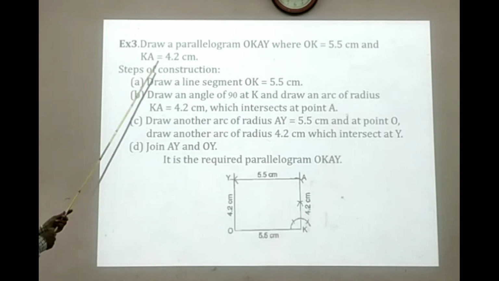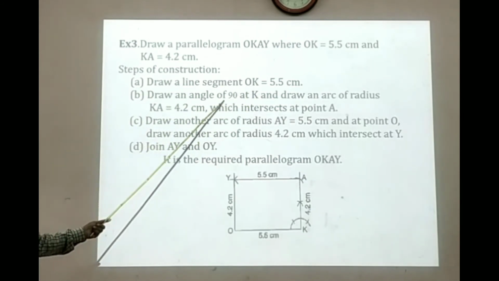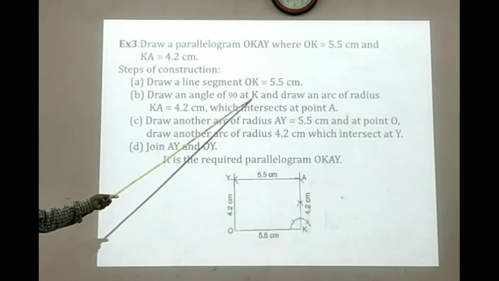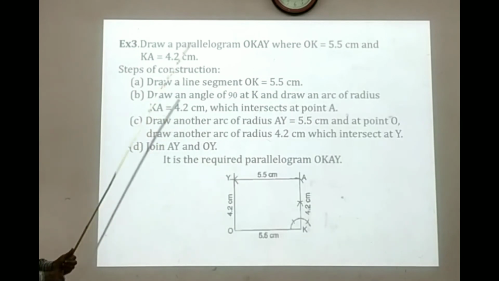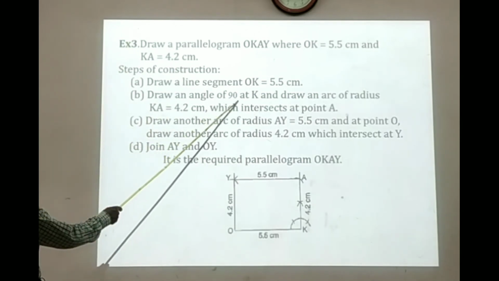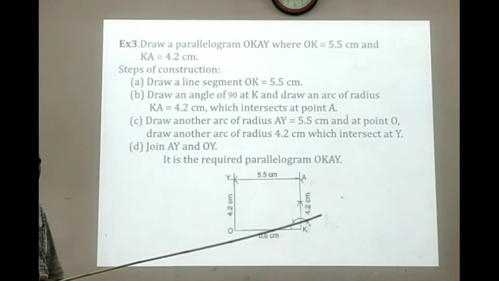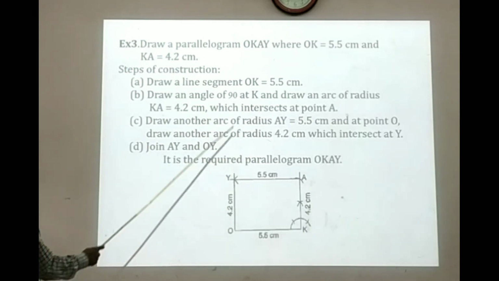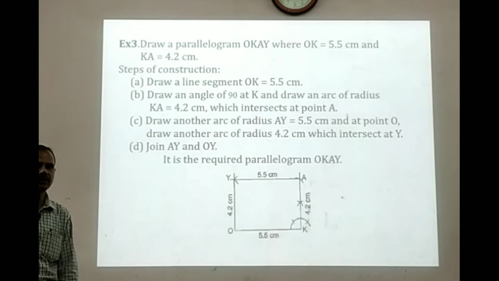Okay. Then draw a line segment OK equal to 5.5 centimeter. Draw an angle of 90 degrees, here again 90 degrees at K, and draw an arc of radius 4.2. Not necessary, okay, 90 degree angle. After that, draw a rectangle, this is given here, a particular rectangle. So take a 90 degree angle at K. How to make a 90 degree angle? Again you have to know it.